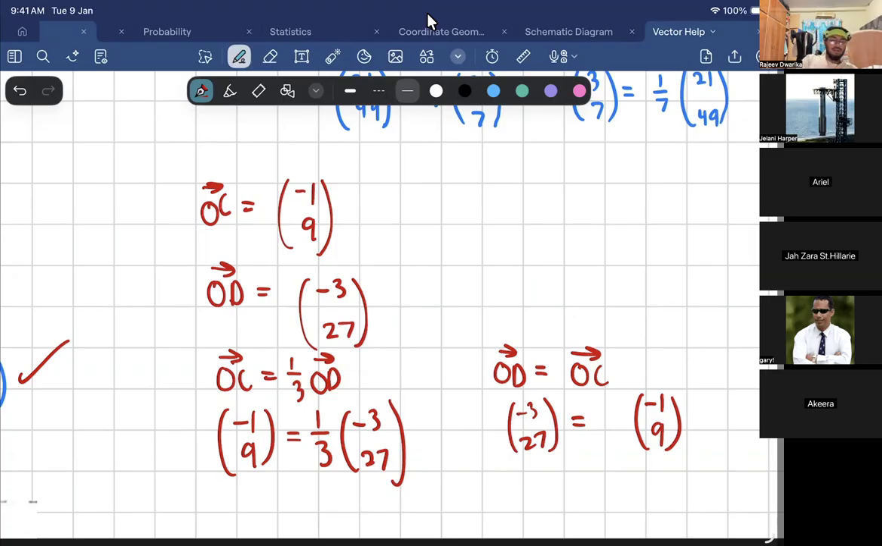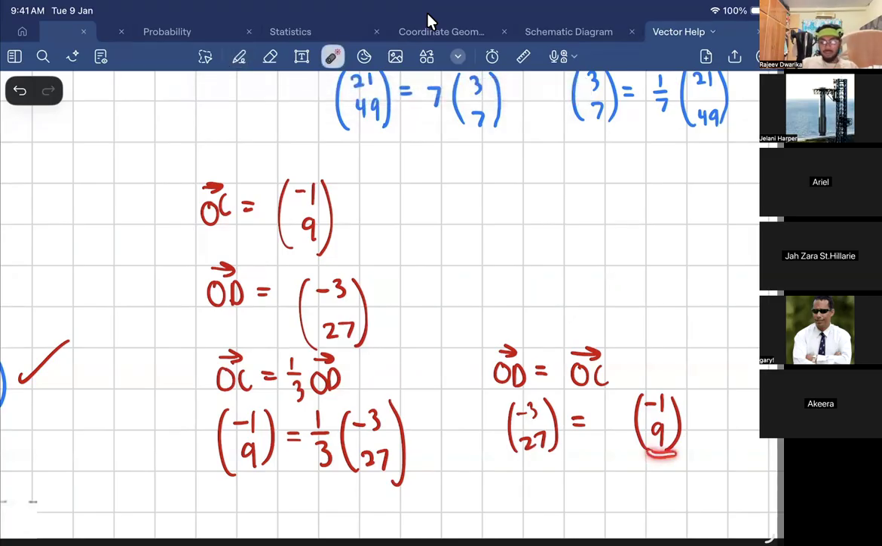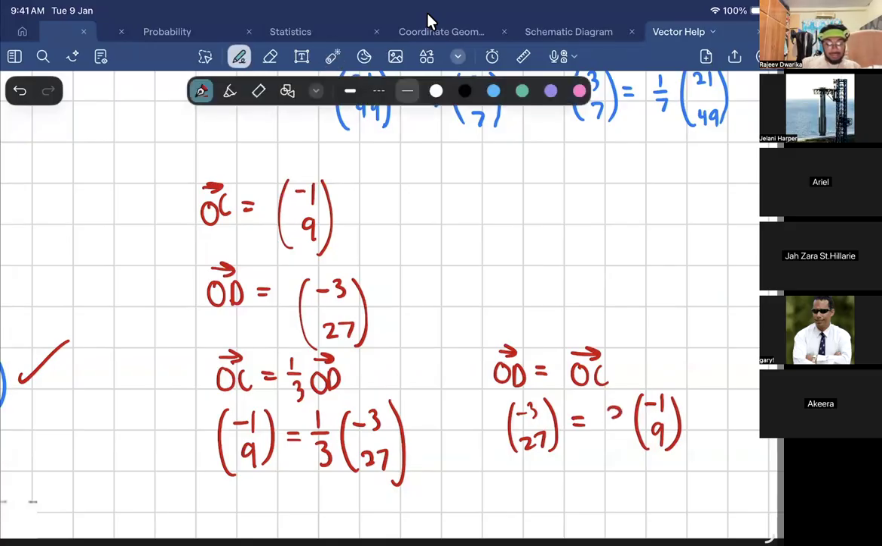All right, so Jazara, what would you need to multiply 9 by to get back 27? So 3. Right? And what would you multiply minus 1 by to get back minus 3? 3. Right? So another way to write this, you could say that OD is 3 times OC. So either one of these are acceptable. Let me know if you understand that. Yes, I understand. Nice. Jelani, you fully understand that?